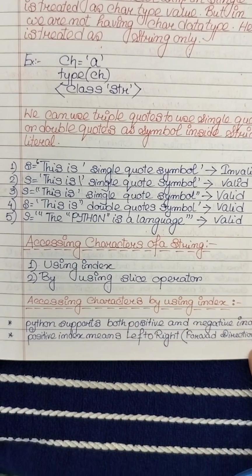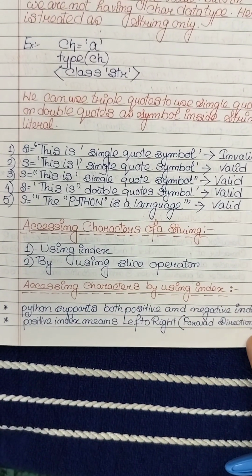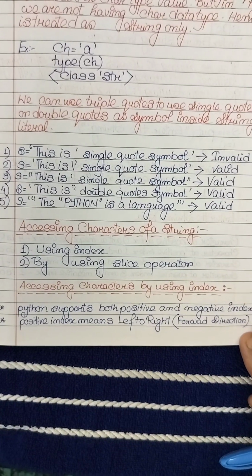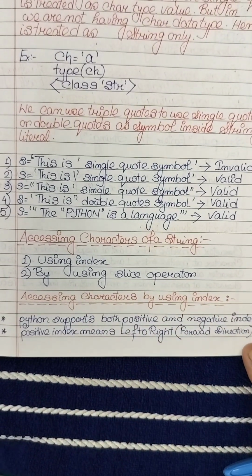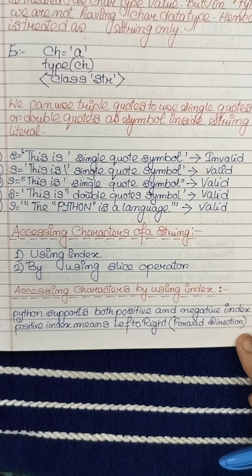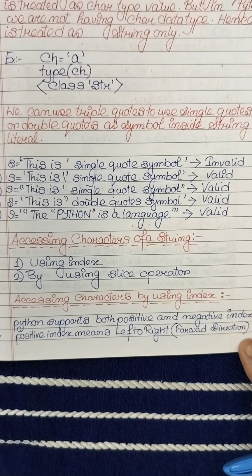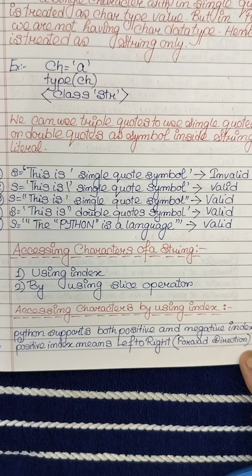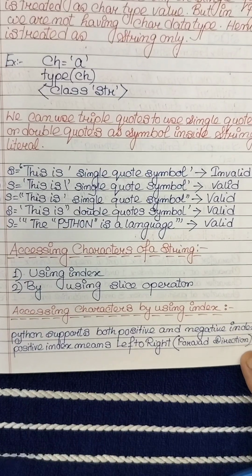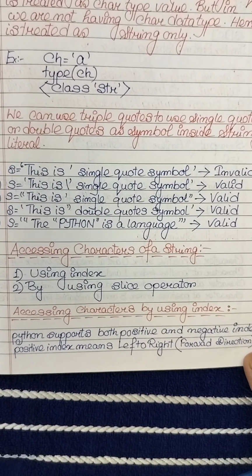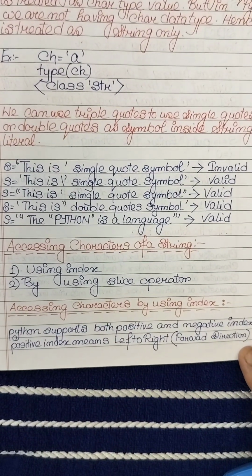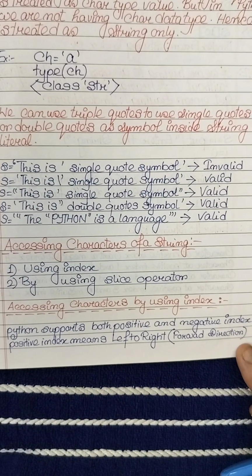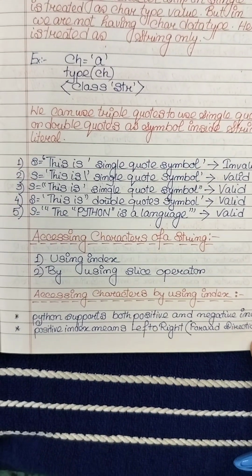Accessing characters of a string. There are two ways to access characters of a string in Python. The first way is using index, and the second way is by using the slice operation.